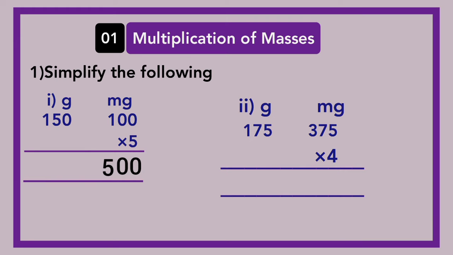So when you multiply the 150 gram from 5, 5 times 0 is 0, 5 times 5 is 25. So we write 5 below this and 2 we take to the 1. So 5 times 1 is 5 and 5 plus 2 is 7.